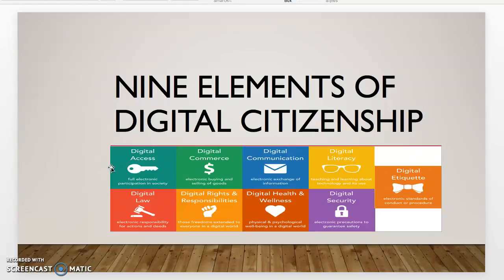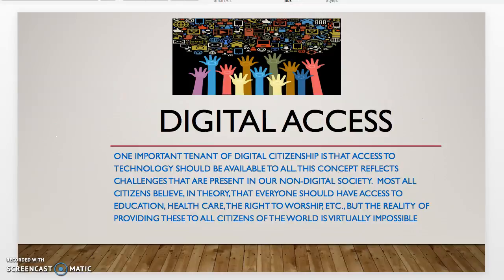Digital health and wellness, physical and psychological well-being in a digital world. Digital security, electronic precautions to guarantee safety. Lastly, we have digital etiquette, electronic standards of conduct or procedure. Then we'll start with digital access.